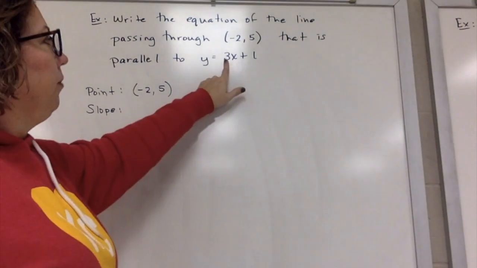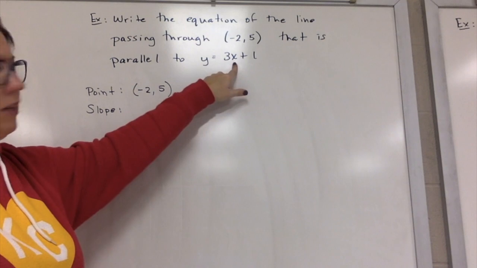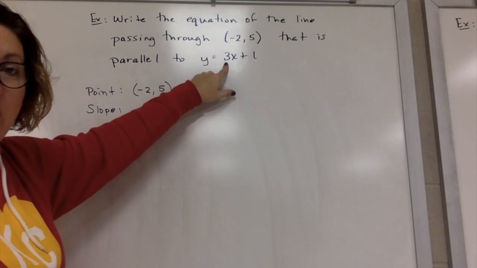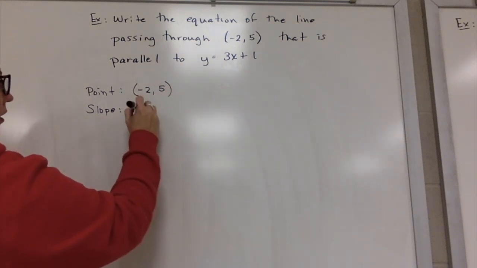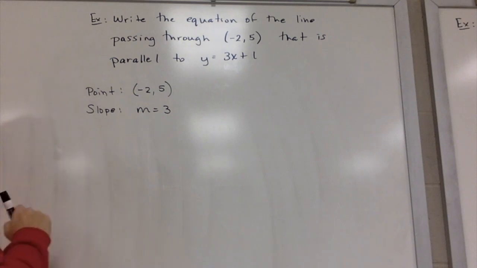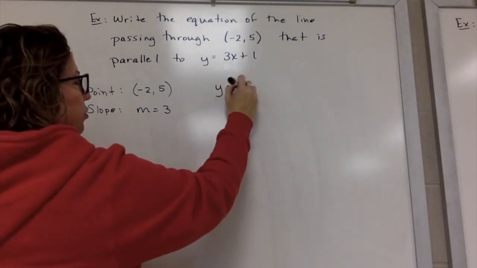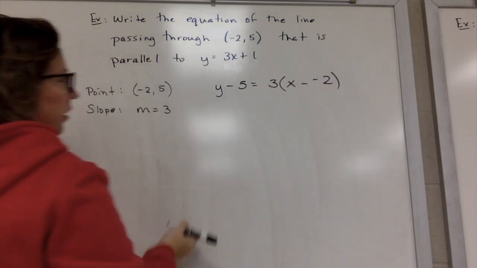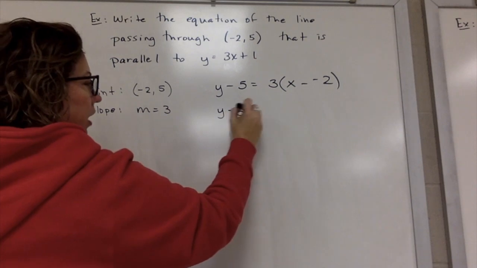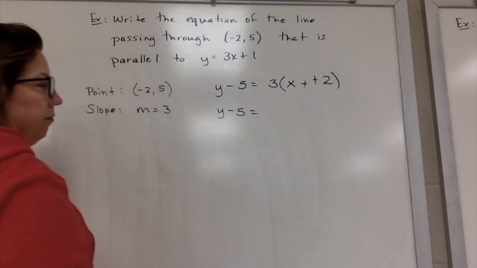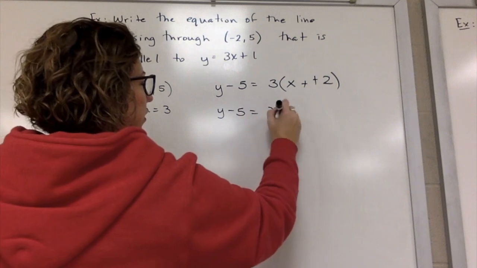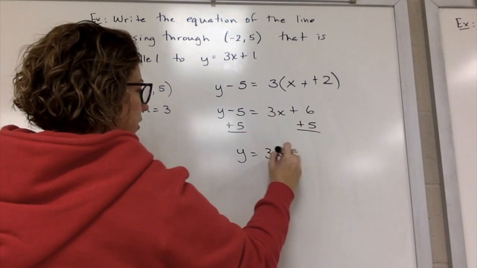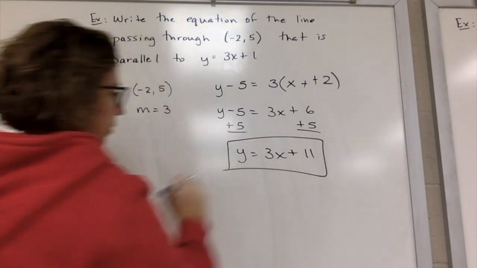This slope we can find right here. This is a y equals mx plus b equation. So the slope of this line is 3. Therefore, the slope of the line I'm talking about is also 3. So now that I have a point and a slope, we can write a point-slope equation, and hopefully you're very good at those at this point. And we'll change that into slope-intercept form by distributing and then adding 5. So y equals 3x plus 11. Okay.